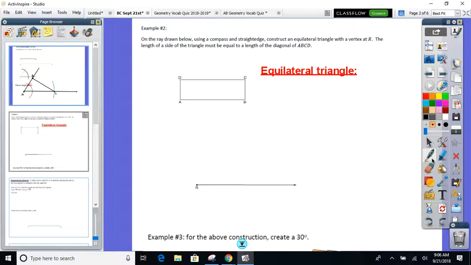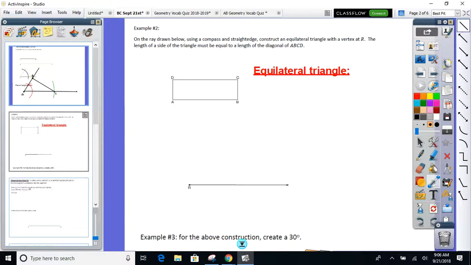Have you ever heard diagonal before? How can I draw in a diagonal here in my diagram? Connecting points A and C or B and D. Okay, so go ahead right now. Draw in your own diagonal. And it doesn't matter because it's a rectangle. The diagonals are congruent. So it doesn't matter which diagonal you draw in right now.